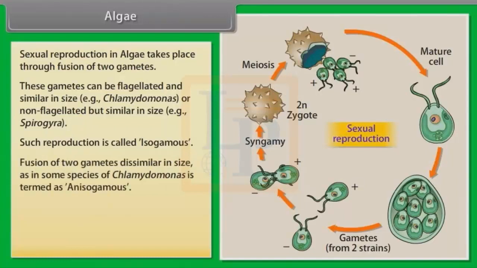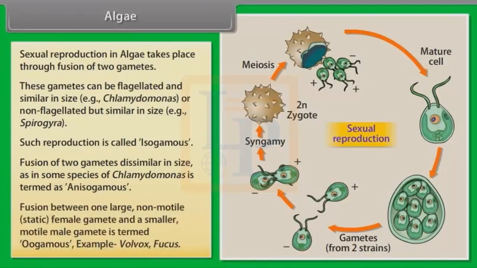Fusion of two gametes dissimilar in size, as in some species of Chlamydomonas, is termed as anisogamous. Fusion between one large, non-motile, static female gamete and a smaller, motile male gamete is termed oogamous. Example, Volvox, Fucus.